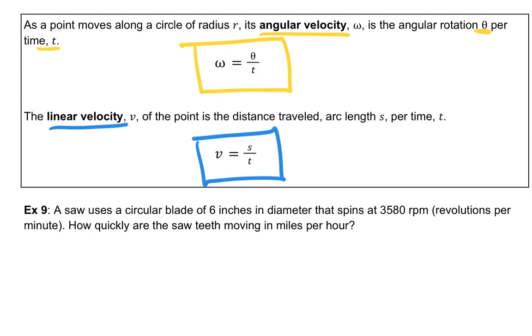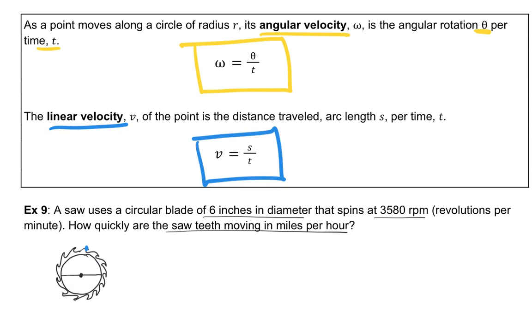So my example is a saw that uses a circular blade with 6 inches diameter that spins at 3,580 RPM, revolutions per minute. And the question is, how quickly are the saw teeth moving in miles per hour? Right, so we're looking at one little sawtooth, for example right here, and we want to know how fast is that going in miles per hour.